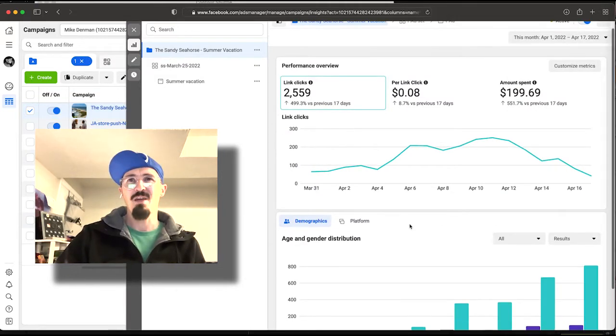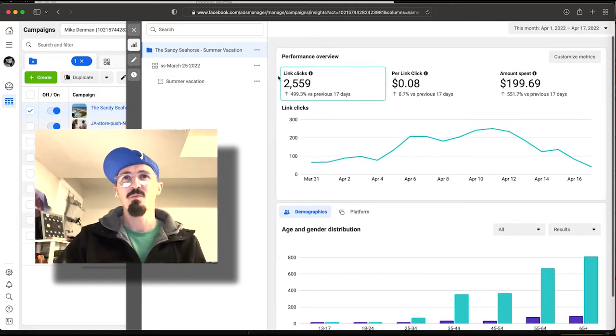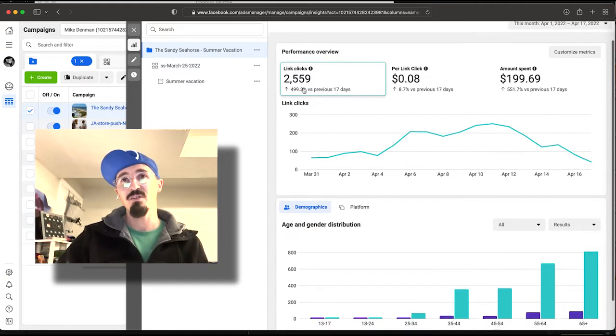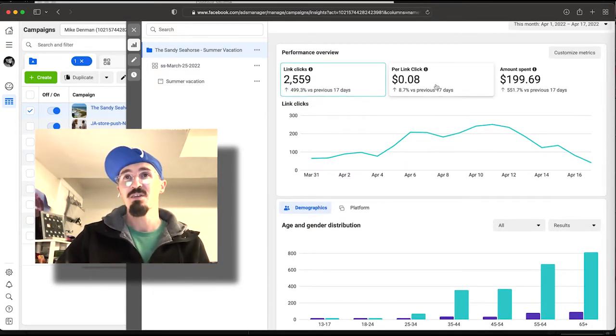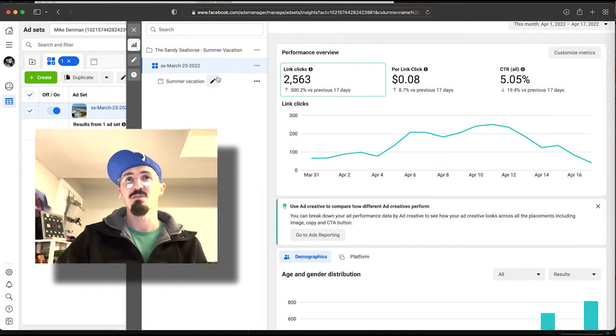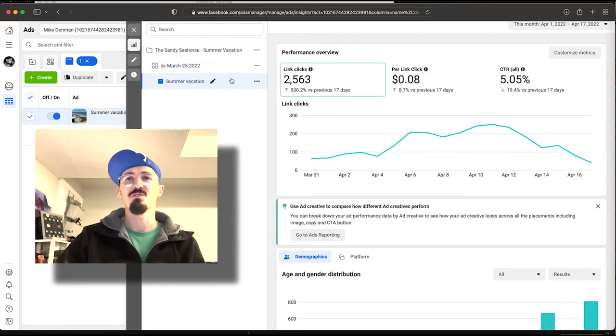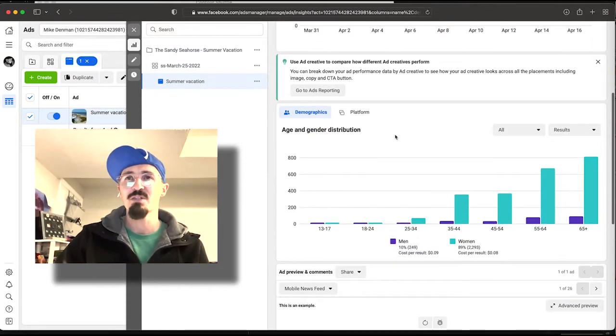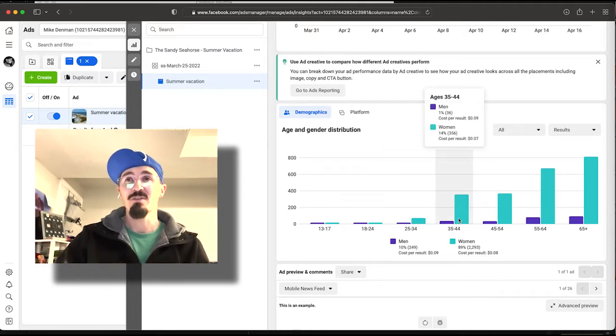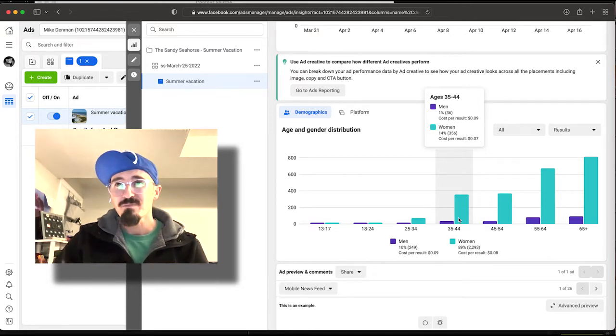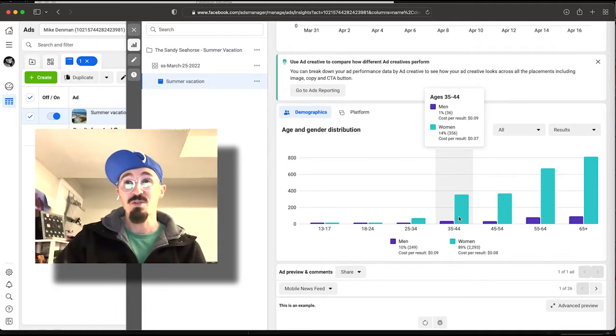So the ad demographics platform, right? So this is like, okay, we'll look at this. We have 2,559 link clicks. Performance overview of this entire summer vacation thing. I click on the March one. Oh, this is the same one, so I have it under the same piece. Only real information here that I enjoy looking at is demographics. So you can see that we have a spike in the demographic of women who are 35 to 44, which has almost 356 of them.